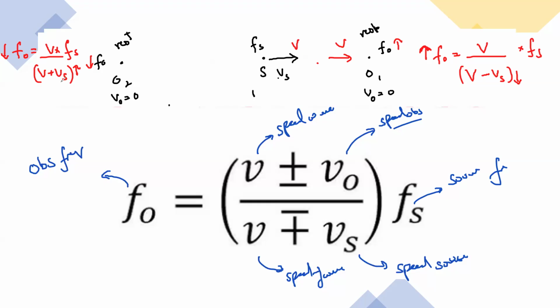So if the source is moving towards the observer, we subtract the speed of the source from the speed of the wave. And if the source is moving away from the observer, we add the speed of the wave and the speed of the source in the denominator. Is it clear? The first part of the formula, when the observer is stationary. Any doubt in this first part?